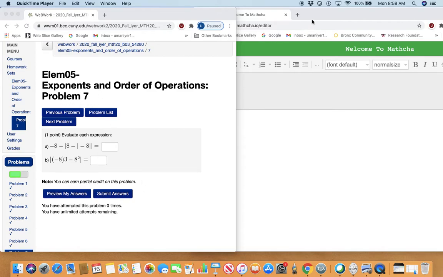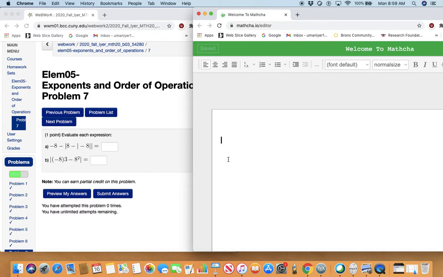Elementary 05, problem 7. All right, so you're looking at A. Problem A says negative 8 minus absolute value 8 minus absolute value negative 8. Well, absolute values behave like a grouping pattern, grouping in the sense of parentheses. So we have to resolve this big absolute value first. I will leave everybody else as they are and then simply worry about this object. So what is that object?